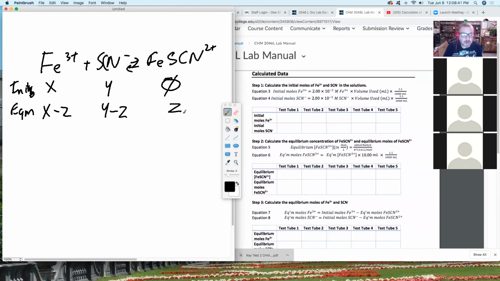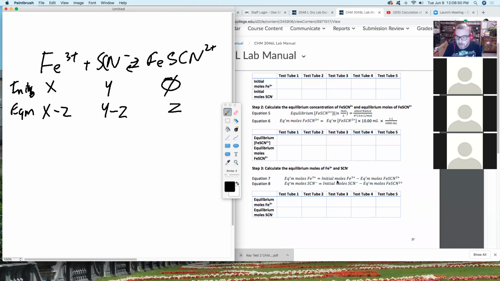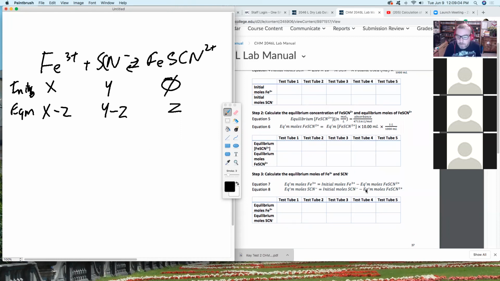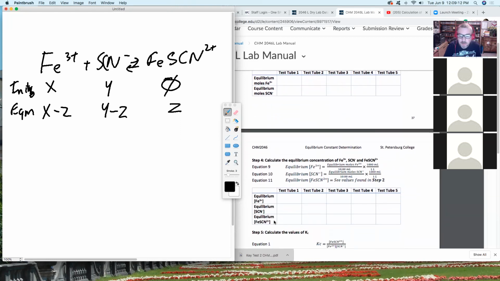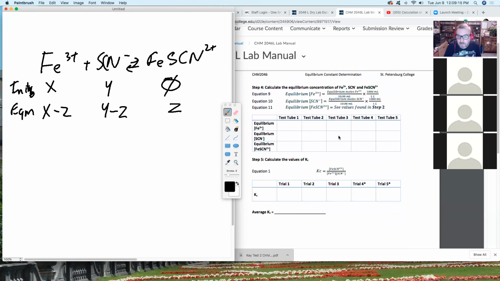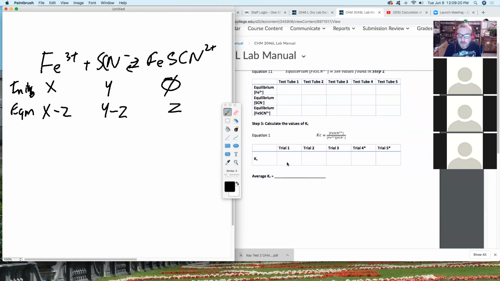So we get this Z value, and you can see the most important part is getting these equilibrium concentrations of iron and SCN, and we do that by the subtraction. That's that step there: Fe3+ minus the equilibrium moles of this, and SCN- minus the equilibrium moles of this. That will give you the equilibrium moles of Fe3+ and moles of SCN-. After that, we convert that to concentrations by dividing by the total volume and converting it to liters. And then we can get the K value.